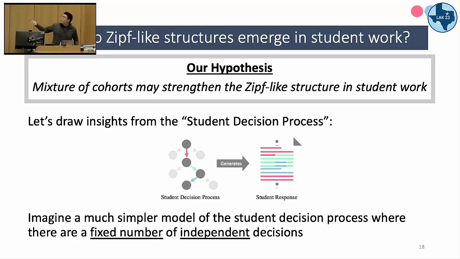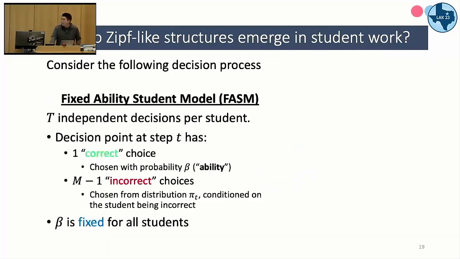But we're going to look at a much simpler version of this student decision process where you have a fixed number of decisions that are all independent, kind of like a multiple choice setting. It's a high simplification, but still reflects to some extent how students make decisions. So you can think of every student making T decisions, each having one correct choice that's sampled with probability beta, that I call ability, and all incorrect choices are chosen from an arbitrary distribution. And what's important is that this beta applies to all decisions and all students in this model.